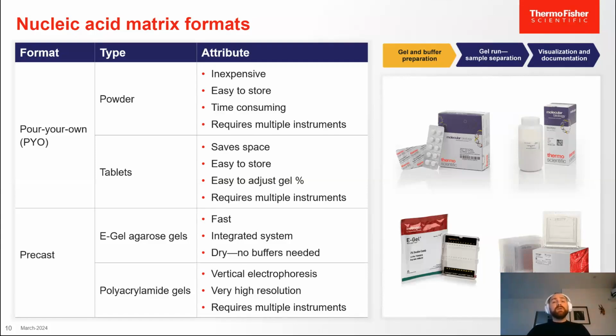And then we have the polyacrylamide gels that are dedicated for nucleic acid separation. What this means is that you have to have separate instrumentation, as these are separate tanks, which are vertical electrophoresis. In this case, you have extremely high resolution, up to 2 nucleotides differentiation. It also requires additional buffers and all the stuff that's associated with that type of electrophoresis.